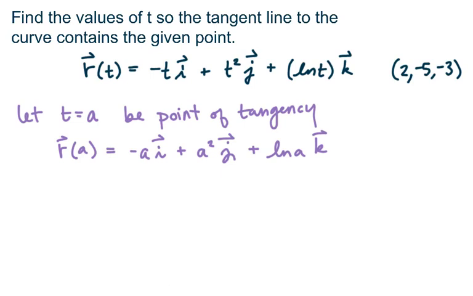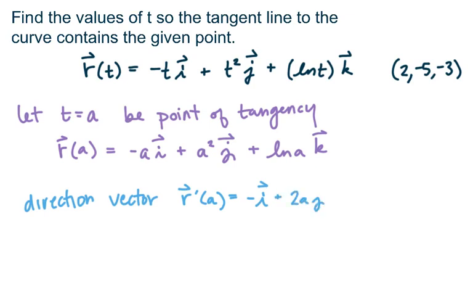Now, a direction vector can be determined by the velocity, or the derivative of this position vector r. So the direction vector is going to be r prime of a, and this is going to give us essentially the slope of the tangent line. Taking the derivative, I have negative i vector plus 2a times my j vector, and then the derivative of natural log a gives plus 1/a times my k vector.